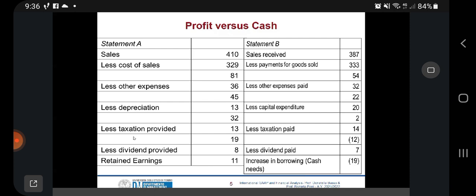Okay, you can see also further items down there. Taxation provided and taxation paid. Of course, we have differences here. We may pay more taxes than calculated because we may also pay taxes for the previous year or for future years. And also the dividend, the same thing. We may assign or report some dividend and then we may pay a different amount. Now, this is a very good comparison, just to draw our attention that the amounts are different between different statements.